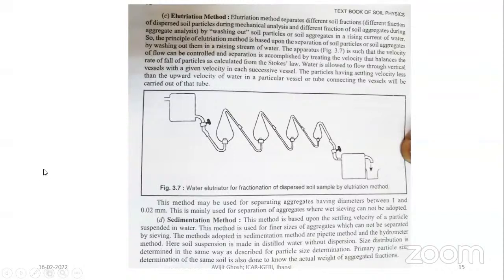Another is the sedimentation principle. This method is based upon the settling velocity, that is Stokes' law again. The basic difference in using Stokes' law for soil structure and texture determination is that during texture determination, we disperse the soil particles completely by removing the cementing agents, such as organic matter, calcium carbonate, and iron aluminum oxide. But during structure determination, we do not follow these steps. We directly take soil and allow it to sediment. Based on sedimentation velocity, we determine the structural stability.